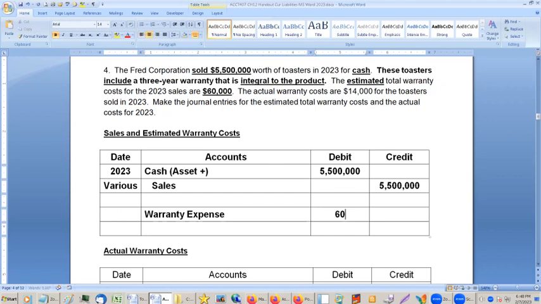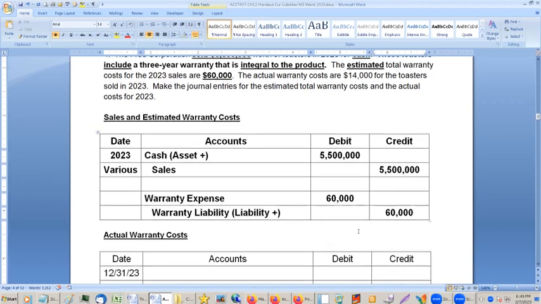Warranty expense will be 60,000. And then probably some kind of warranty, it could be warranty obligation. I'm just going to put warranty liability. And if you put obligation, that's fine too. You see it different ways. Then this is a liability going up, because now we sold these toasters, but we're going to have to pay off 60,000.